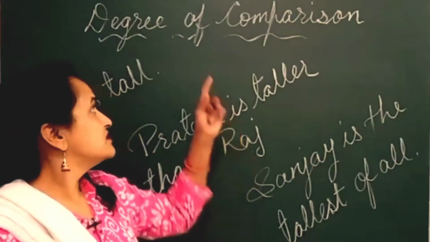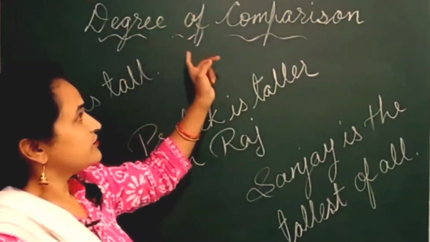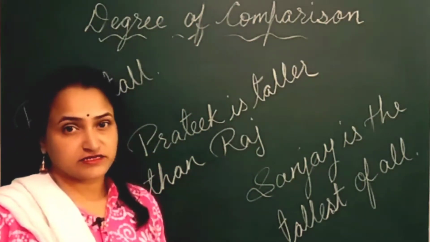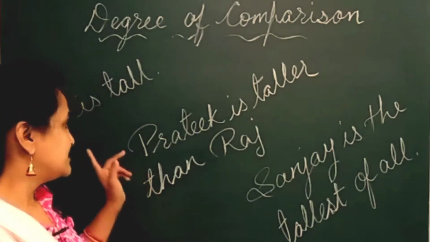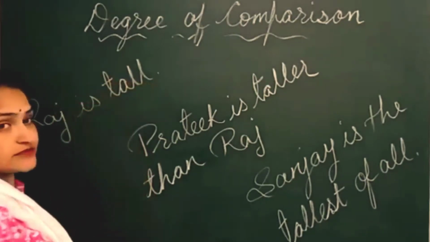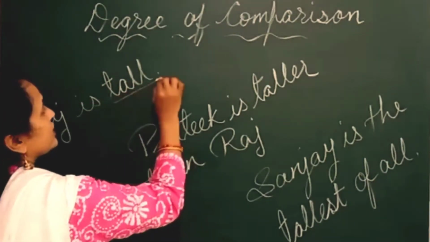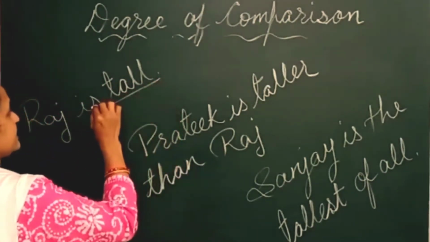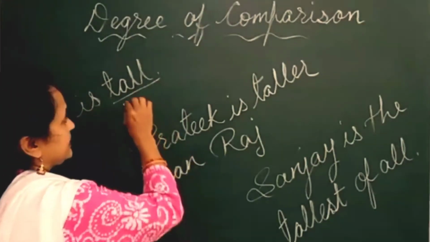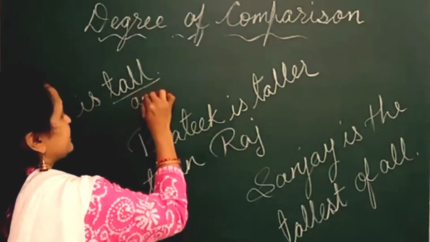Look at this. This is your chapter number 10, degree of comparison. What is degree of comparison? To understand it, you have to see these examples. Raj is tall. We are talking about the quality of Raj, that Raj is tall. But look here, tall is an adjective, okay?